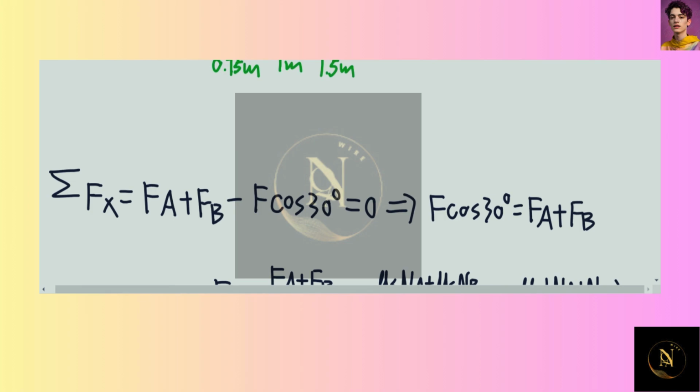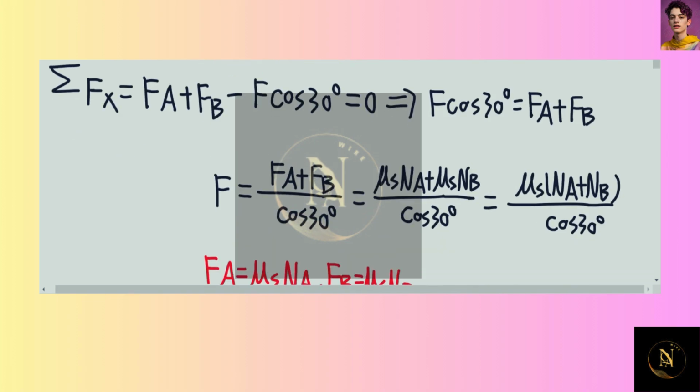So we have the net force along the horizontal direction equal to 0, which is Fa plus Fb minus F cosine 30 degrees equal to 0. Fa here is the friction at point A, Fb is the friction at point B, and F is the towing force we're looking to determine. So F cosine 30 degrees equals Fa plus Fb. Therefore, F is equal to (Fa plus Fb) over cosine 30 degrees, which is equal to mu s times (Na plus Nb) over cosine 30 degrees.